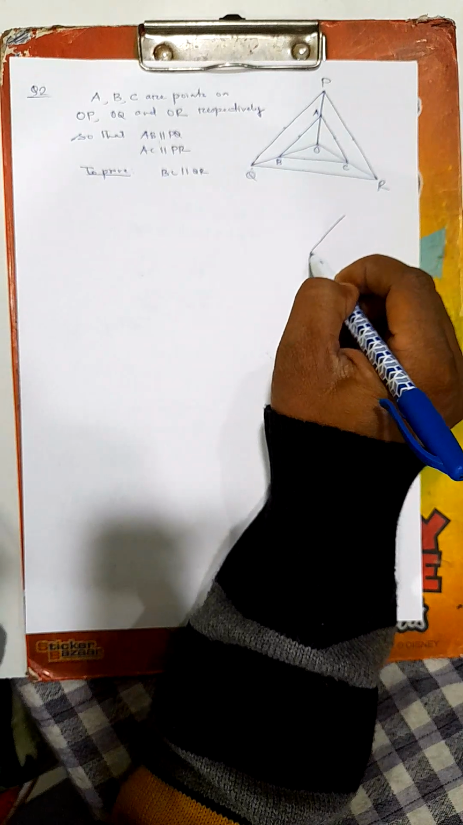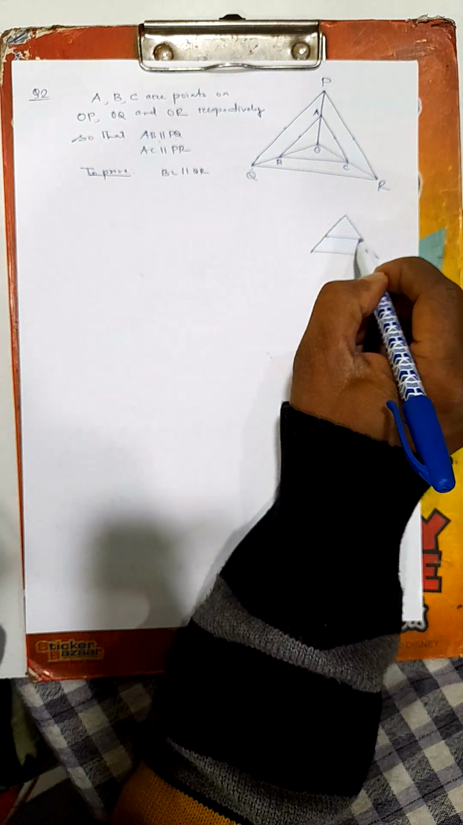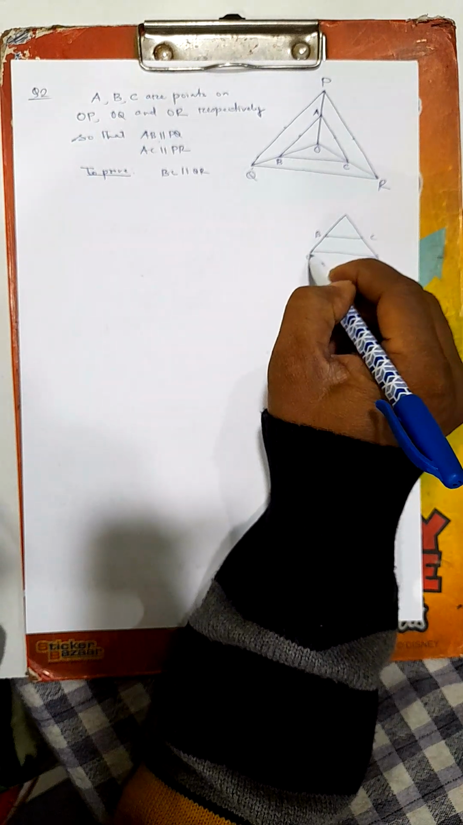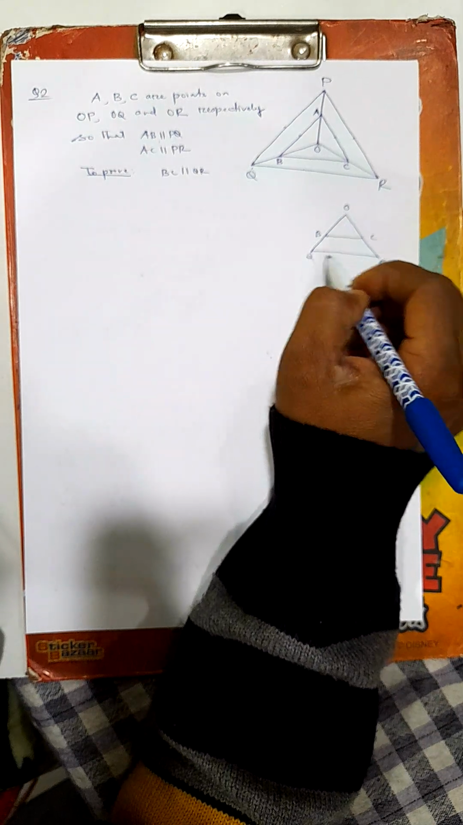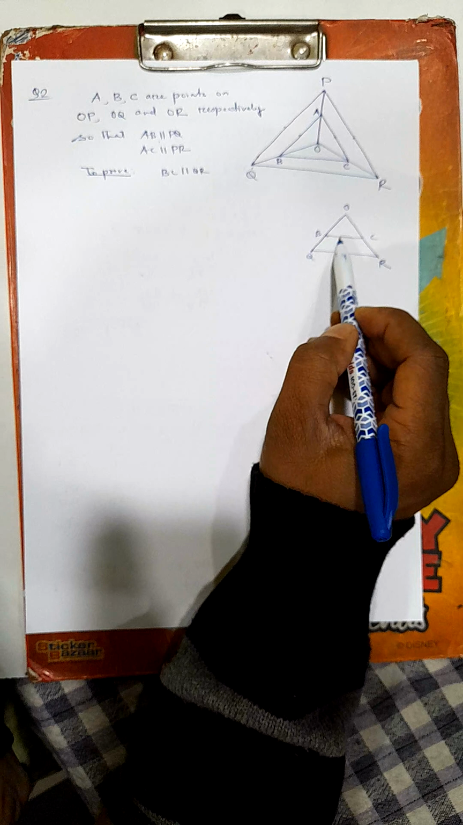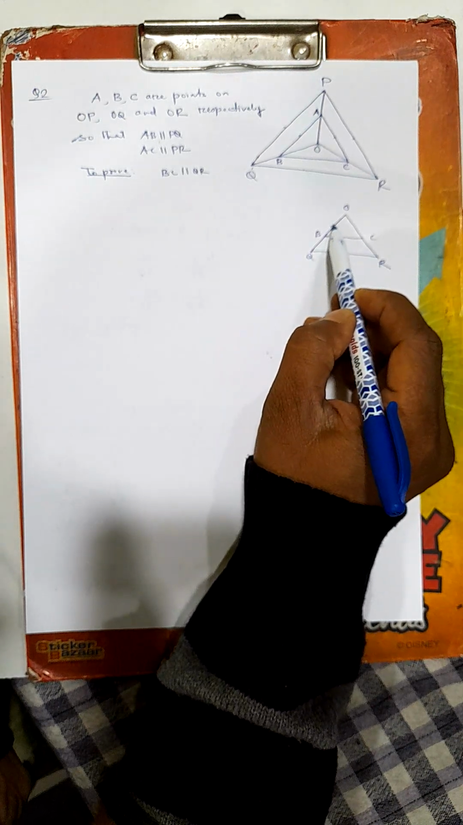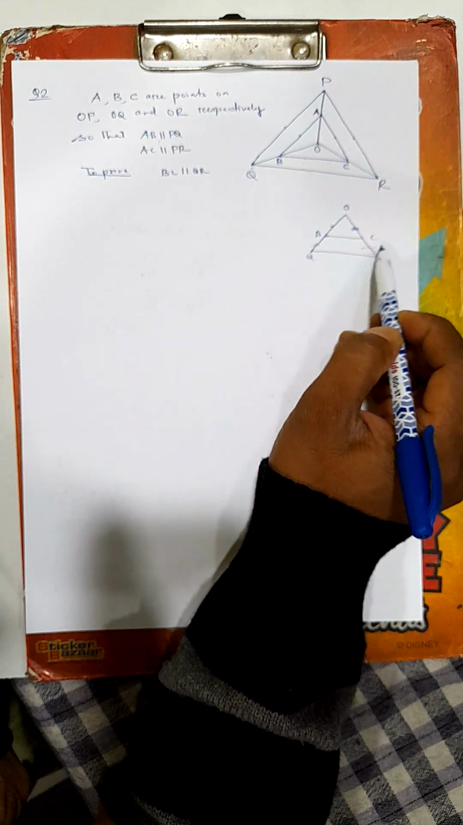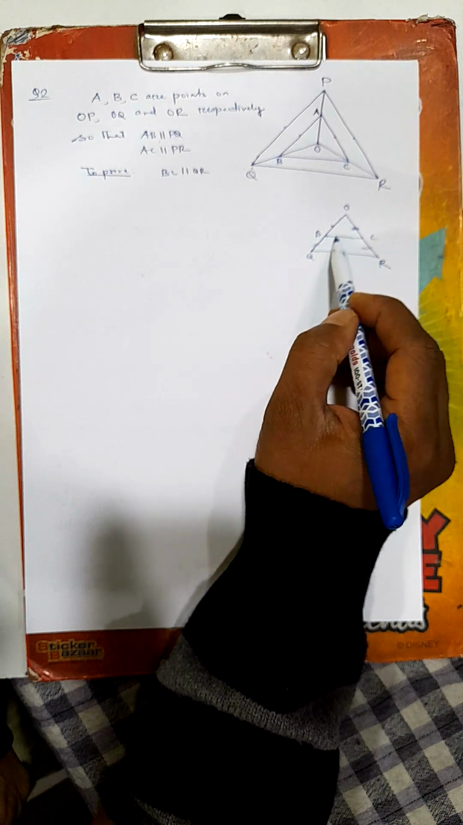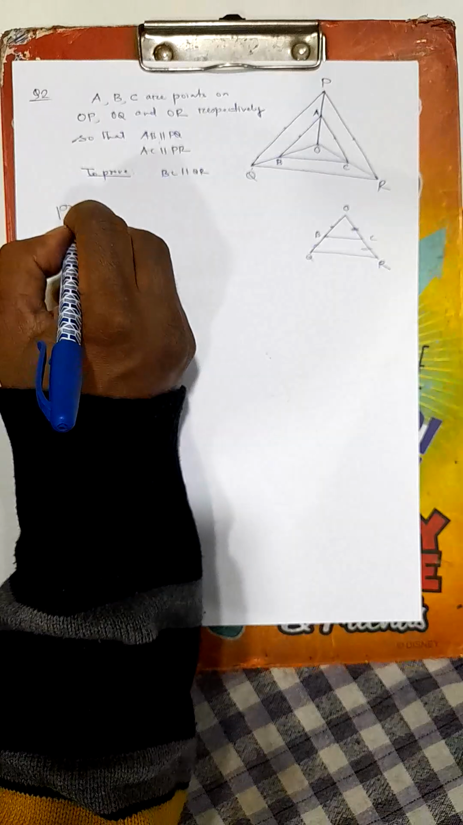So let us find it out separately. You have to prove that BC is parallel to QR. That means you consider this triangle OQR. If you have to prove BC parallel to QR, then you have to first show that OB by BQ equals OC by CR. Then only you can say that BC is parallel to QR. So let us prove this.